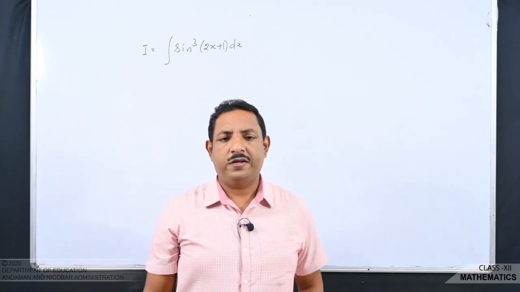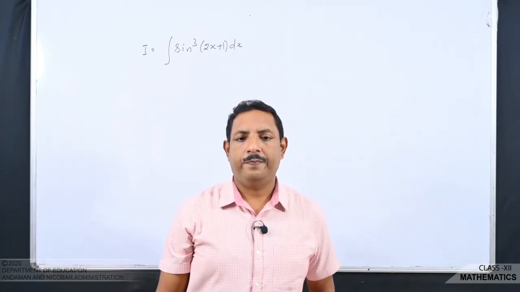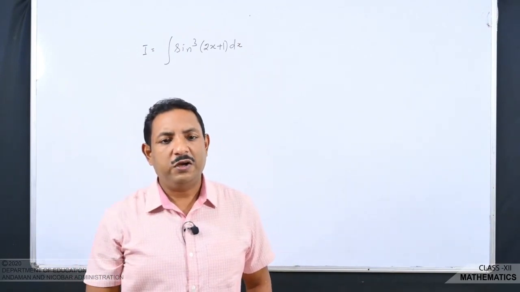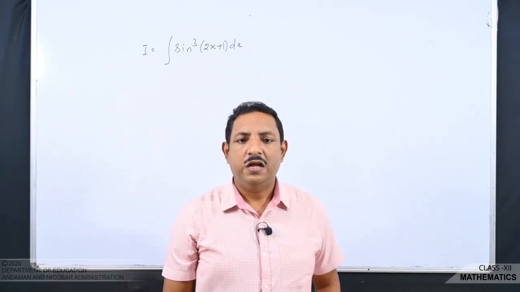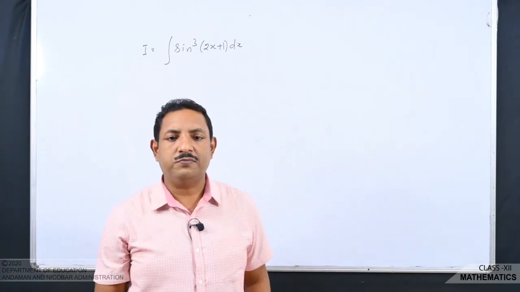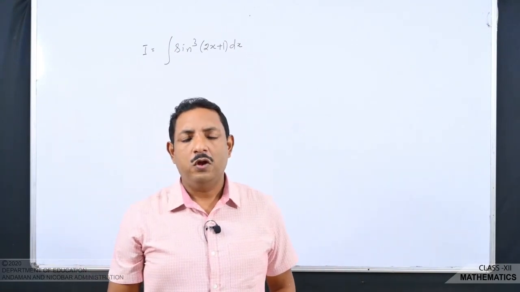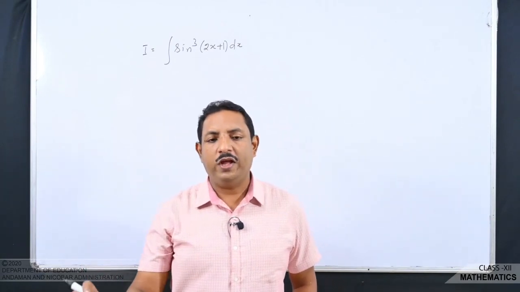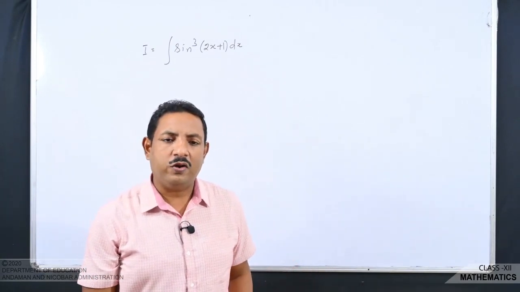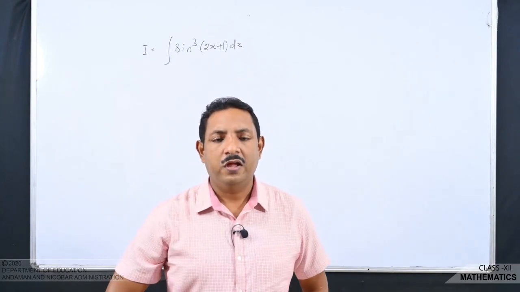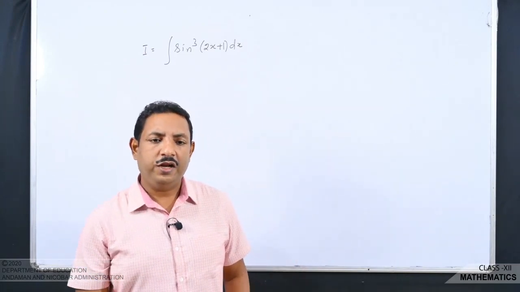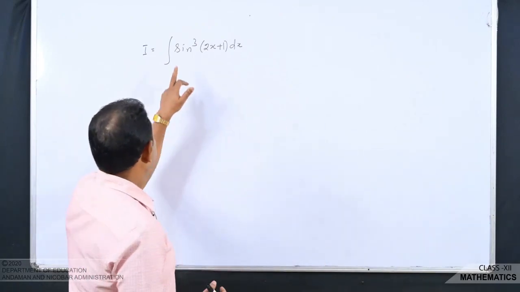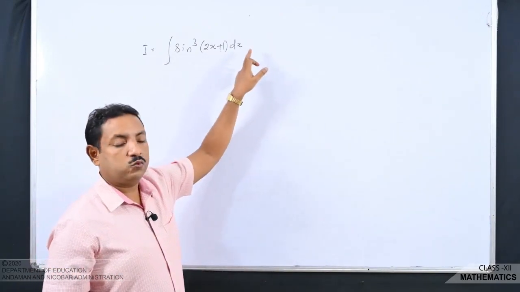Not only cubic, it may be some square functions, it may be some product functions, it may be some rational functions in terms of trigonometry. All these functions we need to convert to a linear function, then only we can do the integration. And to convert it, we need to use the trigonometric formula. Here, sine cube (2x plus 1).